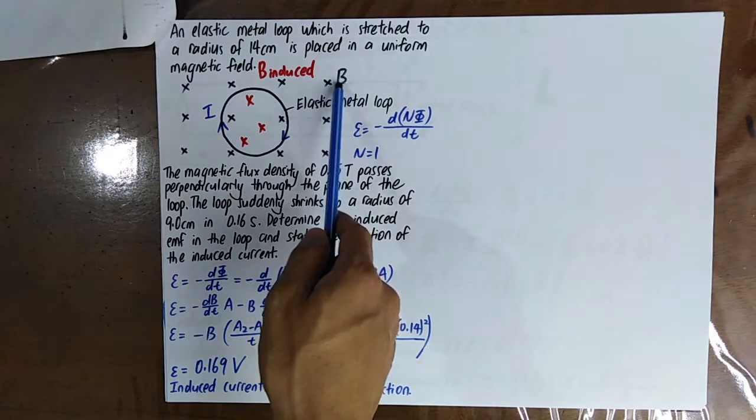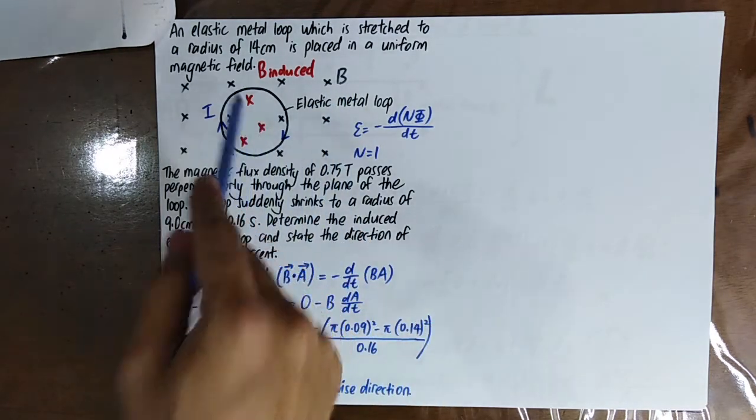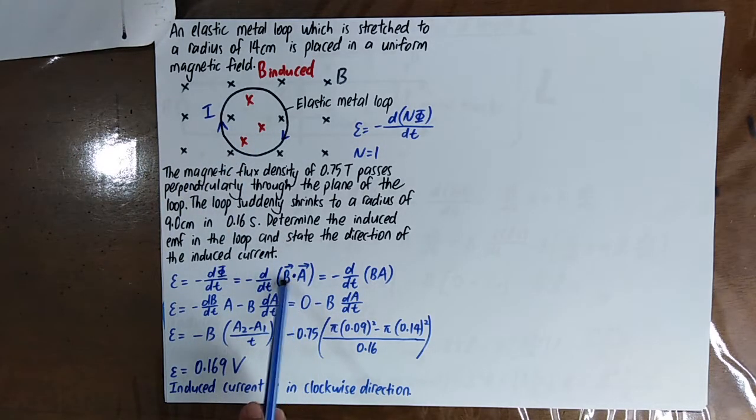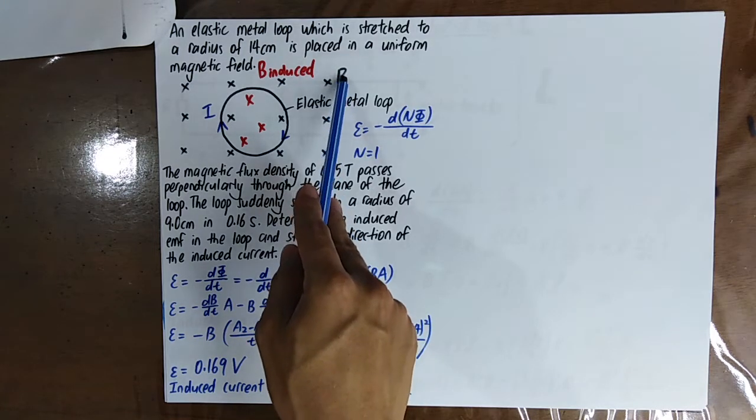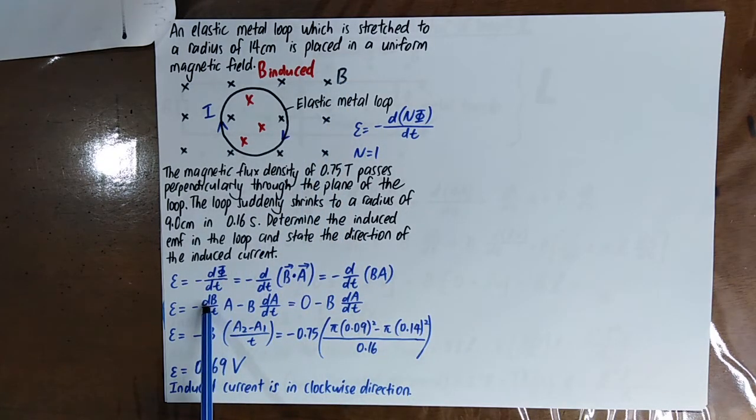And then you know that B is into the page, and the area vector is also into the page. So because B and A are parallel, you get rid of the dot product. Okay, so you use a partial derivative. And then you know that actually the magnetic flux density B is a constant. When B is a constant, dB equals 0, so this term equals 0. Okay, so dA over dt is final area minus initial area divided by time taken. Okay, so you can get the back EMF, which is the induced EMF.